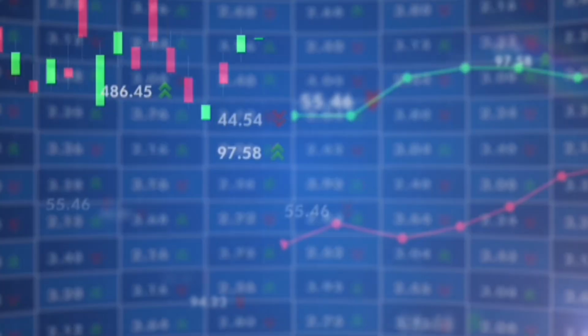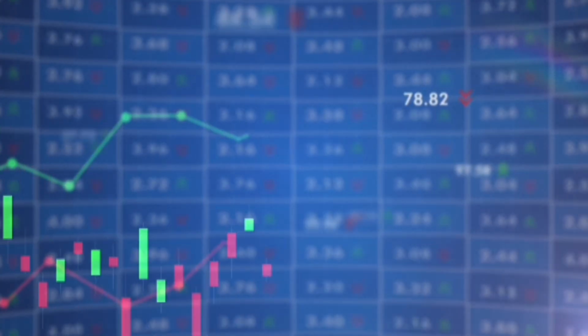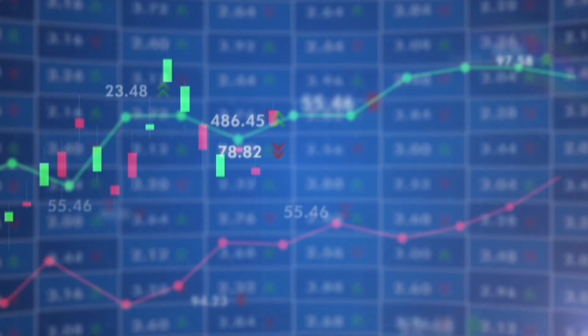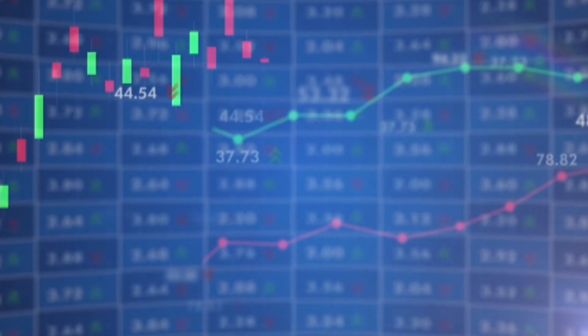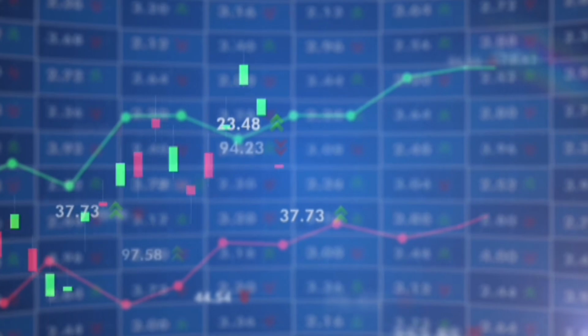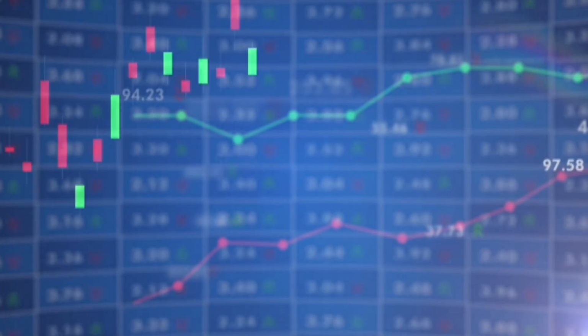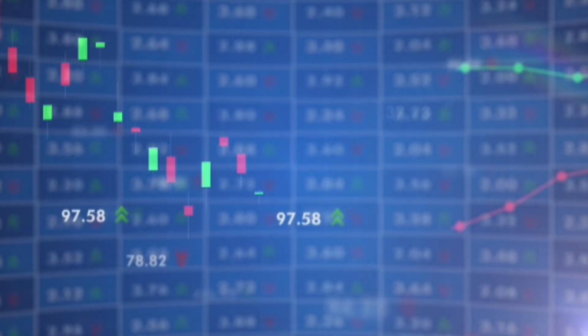Some of the most well-known candlestick patterns include the doji, the hammer, the shooting star, and the engulfing pattern. Each of these patterns tells a slightly different story about market sentiment. For example, a doji candle often appears when buyers and sellers are almost equal in strength. The price moves up and down during the time period, but ends up closing near the opening price. This often signals uncertainty in the market.